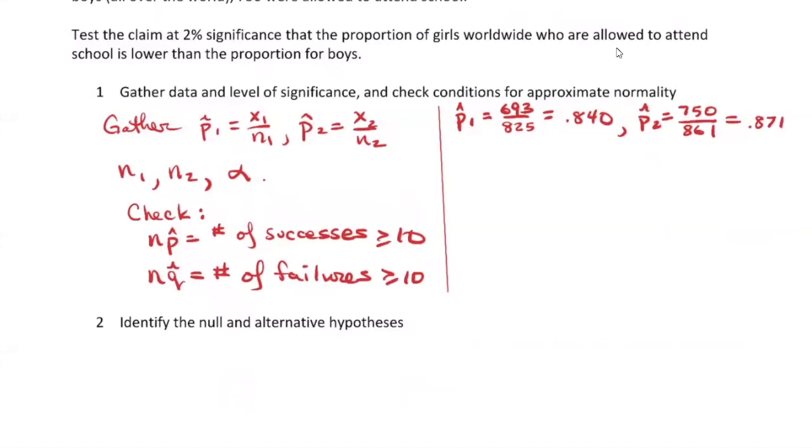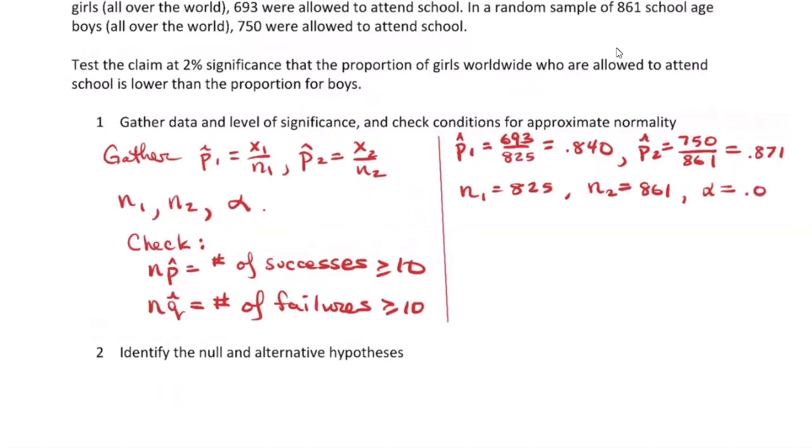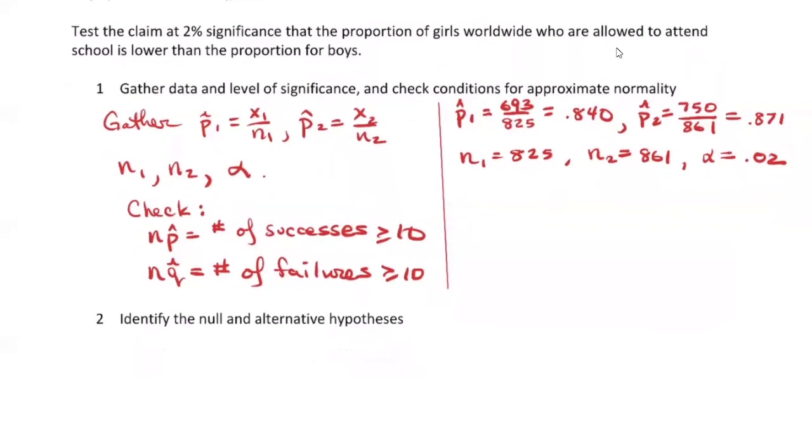Okay, let's go ahead and line some of the stuff up. N1 was 825, as you can see. N2 was 861. I guess we can do our alpha. It was 2% significance, so it's 0.02. Okay, and then our check.